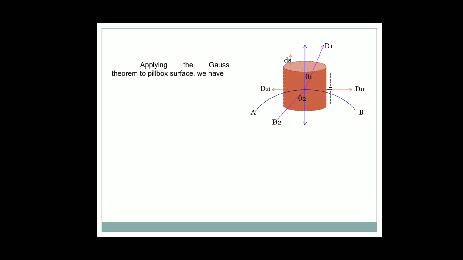We know, according to Gauss theorem, the integral of E dot dS is equal to q by epsilon naught. Also displacement D is equal to epsilon naught E. So the Gauss theorem can be written as the integral of D dot dS is equal to q, where D is equal to epsilon naught E. So the Gauss theorem is converted into the integrated form: integral of D dot dS is equal to q.